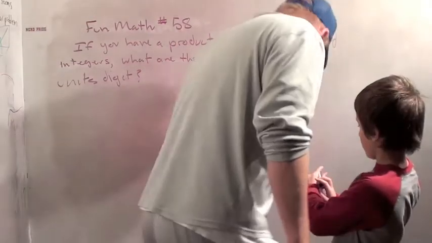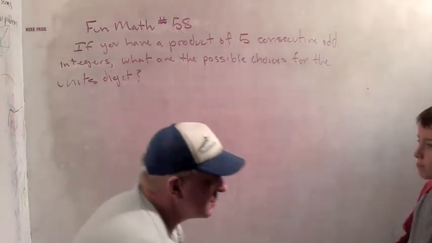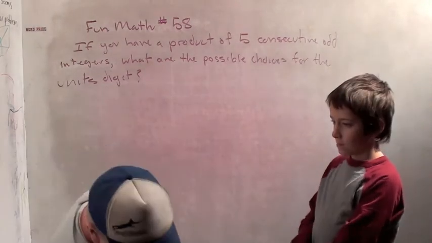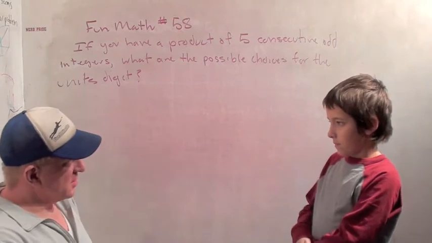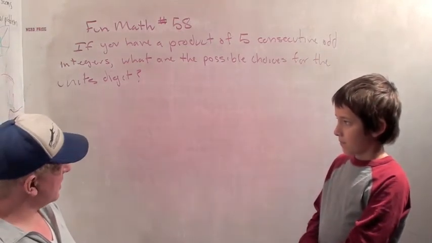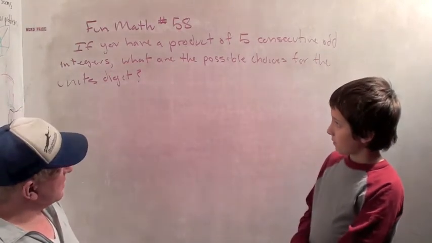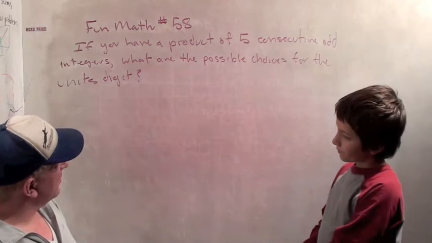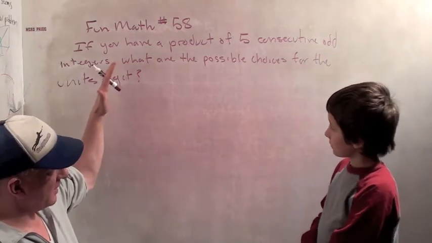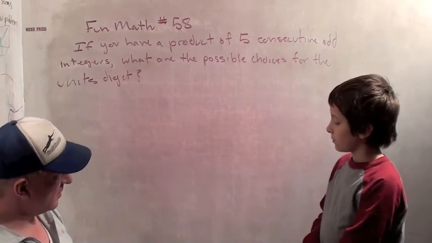FunMath number 58. Today, in our Art of Problem Solving number theory book, we were learning about units digits for the first time. It's actually a pretty fun topic. The last problem, which is a pretty tough one, requires you to think through this idea, so we're going to do this idea as our problem today.